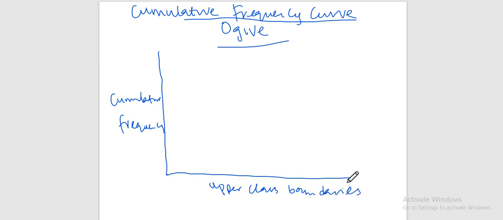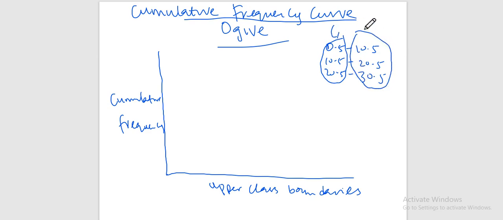I believe you all know what the upper class boundary is. If you have, say, 0.5 to 10.5, 10.5 to 20.5, 20.5 to 30.5, all these are the lower class boundaries called L1, while all these are the upper class boundaries called L2. So the cumulative frequency curve, or the ogive, is the plotting of the cumulative frequency on the vertical axis and the upper class boundaries on the horizontal axis.